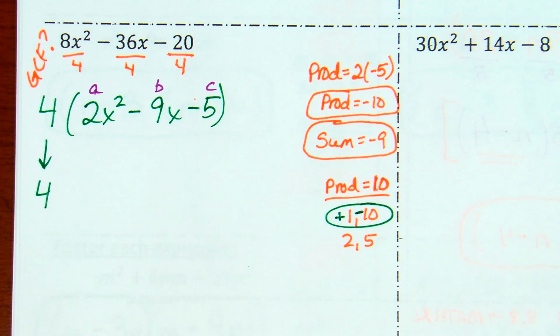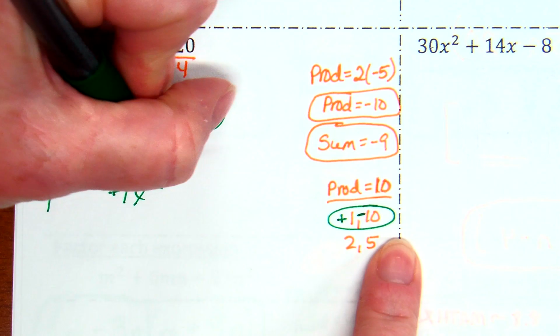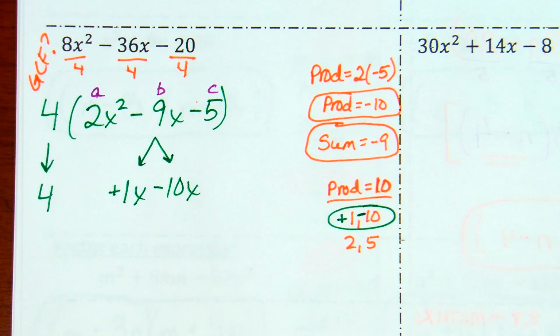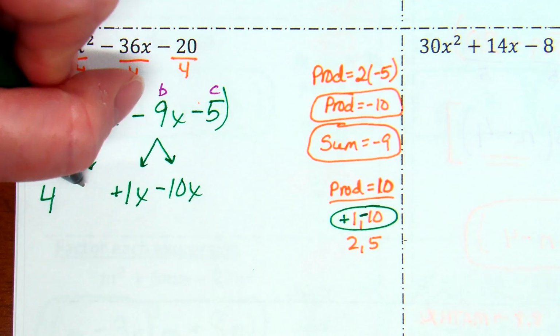Okay. What do I do with that negative 10 and 1? You replace that in the next step. It's going to be 1x plus negative 10x. So you're replacing the negative 9x with 1 and negative 10. I think Mikhaili said plus 1x minus 10x, which is fine. You can flip order if you want. And then don't forget 2x squared and minus 5.